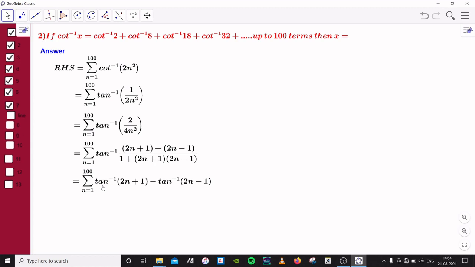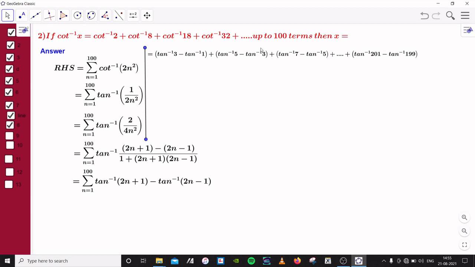Now expanding this by substituting value of n from 1 to 100, we get tan inverse 3 minus tan inverse 1 by substituting n is equal to 1. When n is equal to 2, that becomes tan inverse 5 minus tan inverse 3. When n is equal to 3, this term becomes tan inverse 7 minus tan inverse 5 and so on. Now the last term, when n is equal to 100, this becomes tan inverse 201 minus tan inverse 199. Now look at this step.